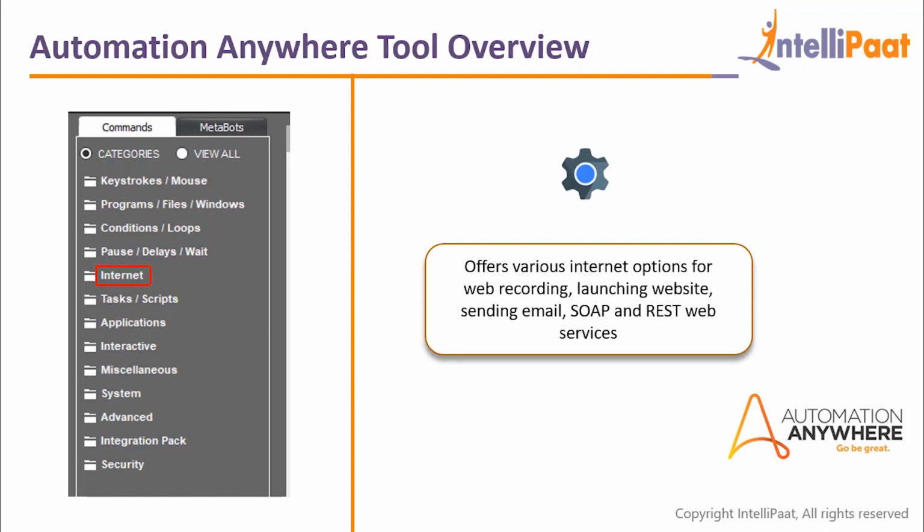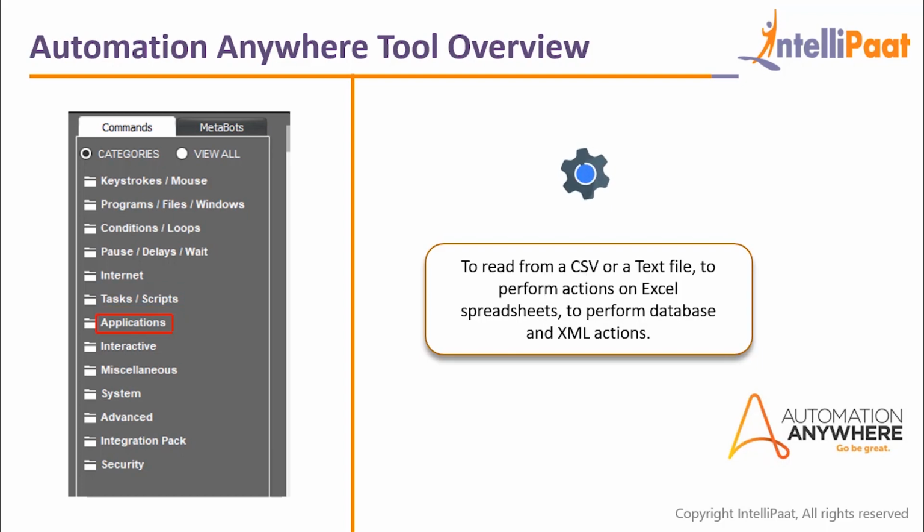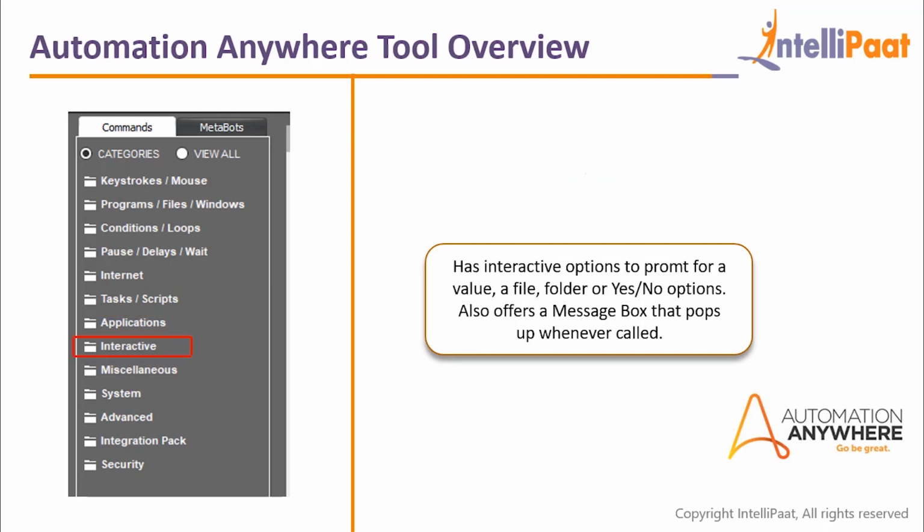Internet offers a lot of options for, say, web recording, launching a website, sending email, SOAP, and REST web services. Tasks and scripts offers options to run a task, stop a task, and run a script. Applications lets you read from a CSV or a text file, perform actions on Excel spreadsheets, and perform database and XML actions.